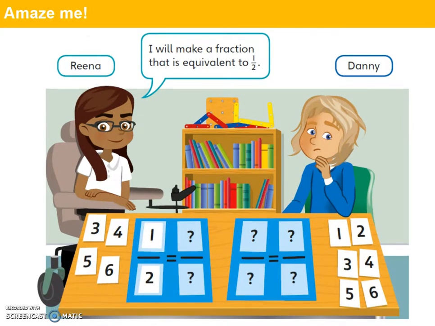So for question 1a, we're going to be looking at how can Rena use her remaining cards to complete the puzzle: 1/2 equals another fraction. And for question 1b, Danny uses 4 of those cards, 1, 2, 3, 4, 5 and 6, to make 2 other equivalent fractions. How could Danny complete his puzzle? So pause your video and try and solve those first 2 problems, and then come and join me when you're ready so we can discuss the strategy that you've been using.